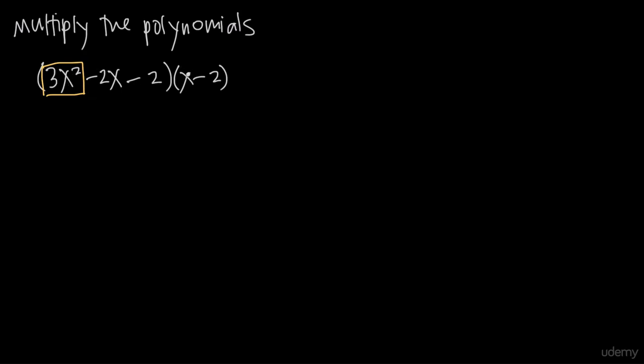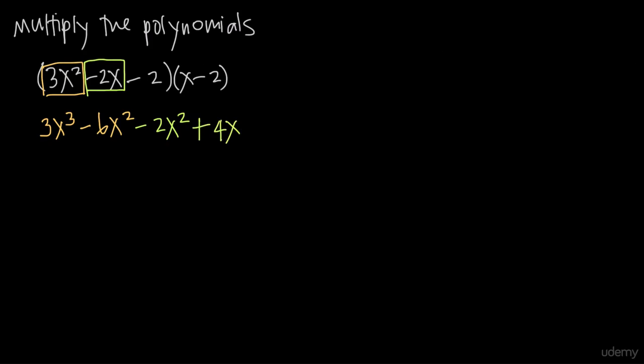So 3x squared times x is going to give us 3x cubed. When we do x squared times x, we get x cubed, so 3x cubed. And then 3x squared times negative 2, we need to make sure we include that negative sign, gives us a negative 6x squared. So we've multiplied this first term by every term in the other polynomial. Now we want to look at negative 2x, the next term in our first polynomial. So negative 2x times x is going to give us a negative 2x squared. Then taking negative 2x times a negative 2, the negatives cancel and we get a positive 4x.